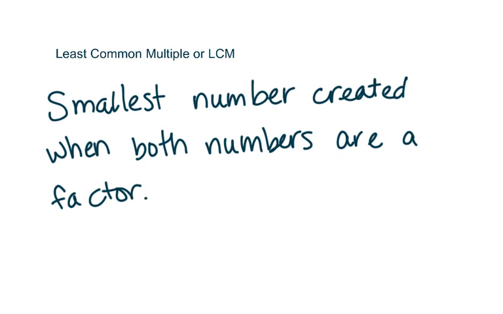So just like with greatest common factor, there's going to be more than one way that we can find the least common multiple, so I'm going to show you some of those now. So multiples just means that you are going to make a list of all the multiples until you find one that they have in common.